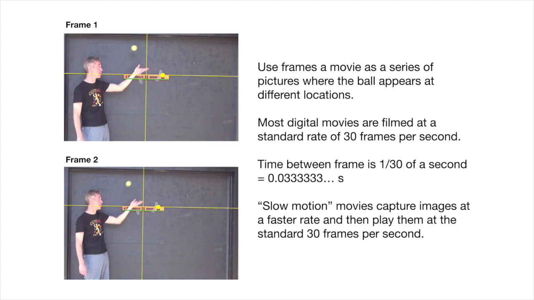One note is that when you film motion in what's called slow motion, your phone or camera is actually capturing images at a faster rate than the standard 30 frames per second. And if you film the object falling in slow motion, then you will need to know what the frame rate of your camera is and adjust the data collection software accordingly. Let's take a look at how to set up this experiment.